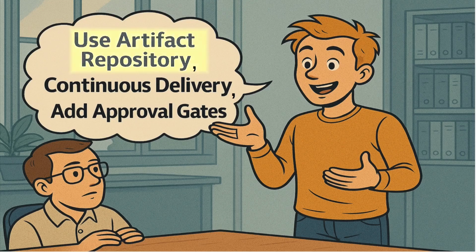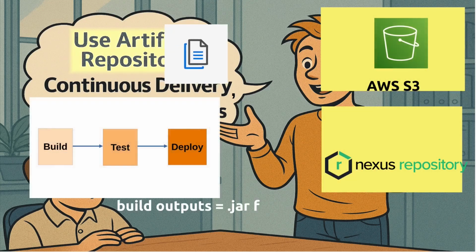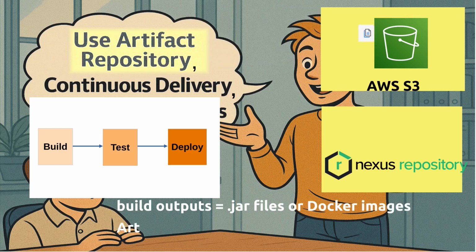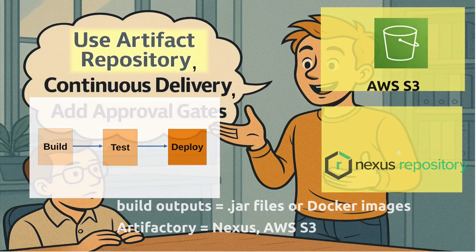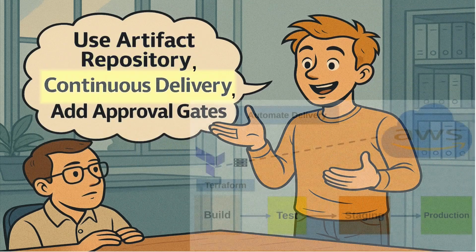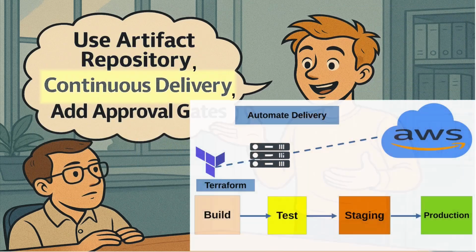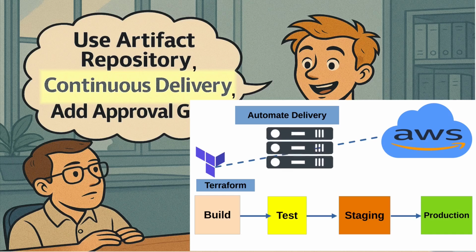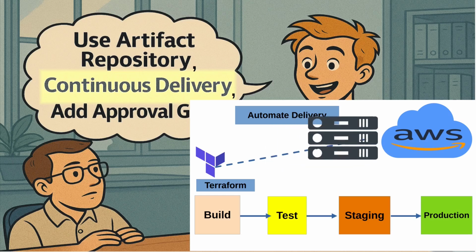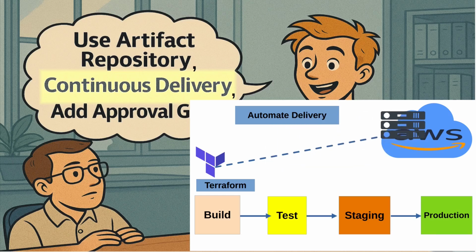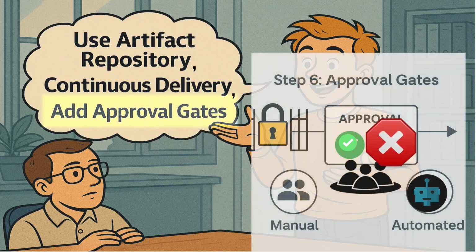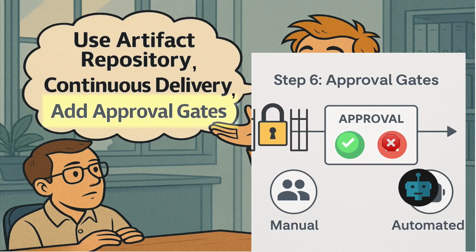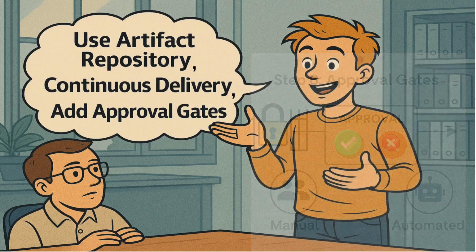Fourth, use an artifact repository. Store your build outputs, like .jar files or Docker images, in Artifactory, Nexus, or even AWS S3. Fifth, automate your delivery pipeline. Enable continuous delivery to staging and production. Use infrastructure as code tools like Terraform to manage your environments. Sixth, introduce approval gates. These can be manual or automated, depending on your CD model and level of risk.